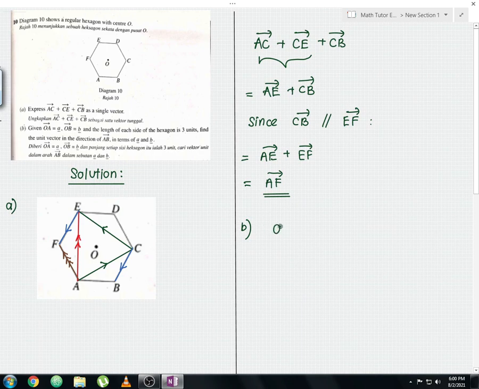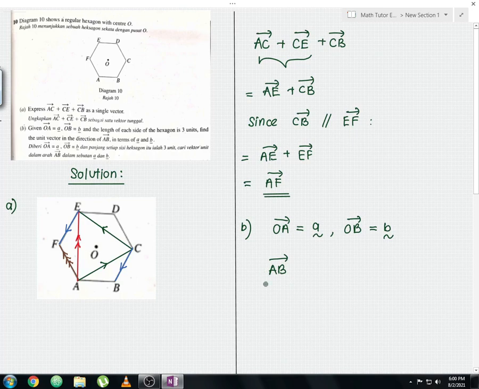So given that vector OA equals component A, vector OB equals component B. So the question asks us to find the unit vector in the direction of vector AB in terms of component A and component B. So the first step what we're going to do is we're going to find the vector AB. So that will be our first step.